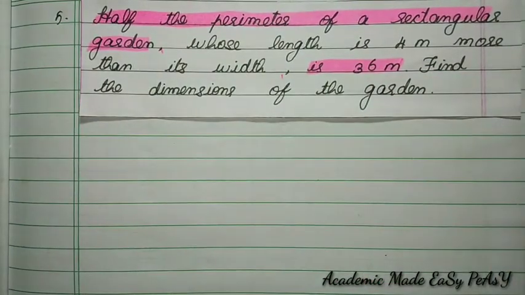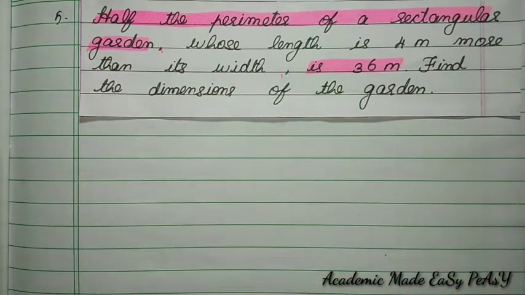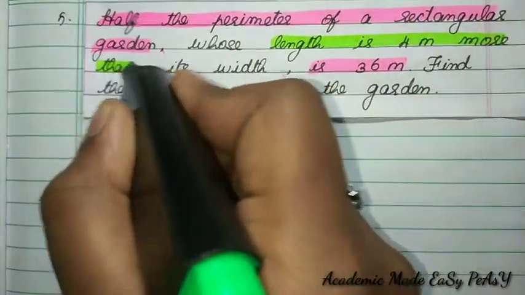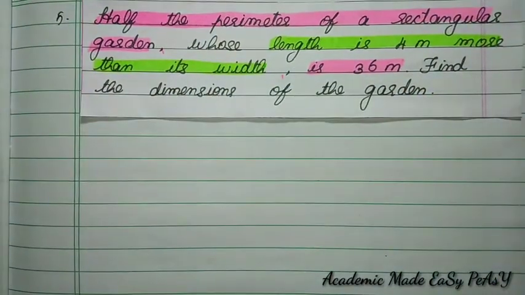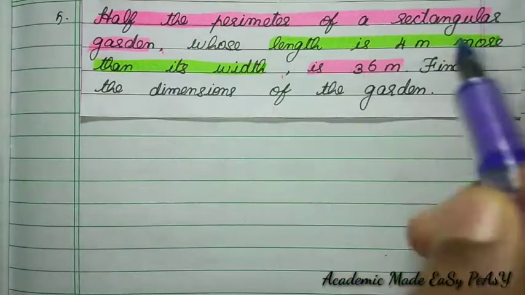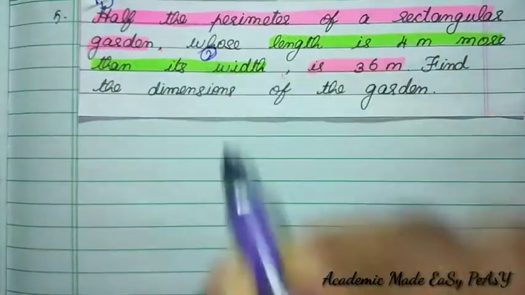So this is the first part of the question. Some of the questions will be twisted like this only. So half the perimeter of a rectangular garden is 36 meter. That's it. Next what they are saying is that the length is 4 meter more than its width. That's it. Only so much is given, so we can just find it. Pink color is the first part and the green color is the second part.